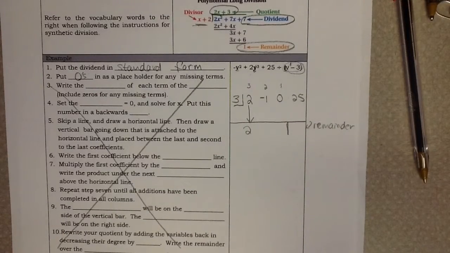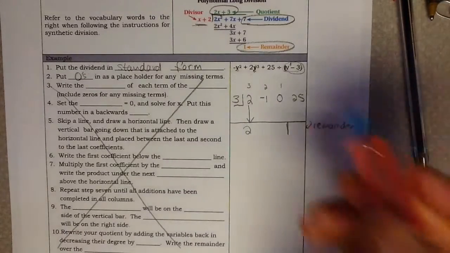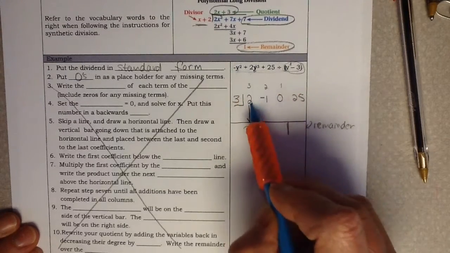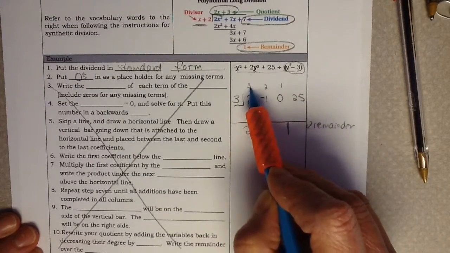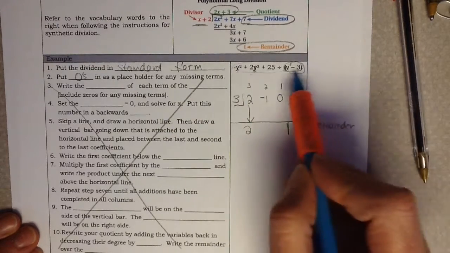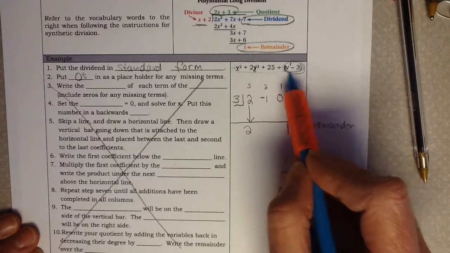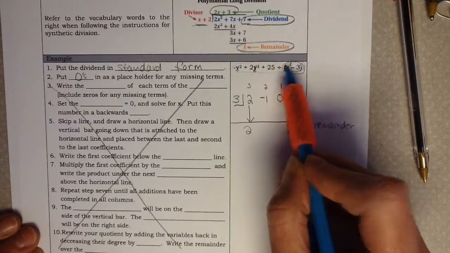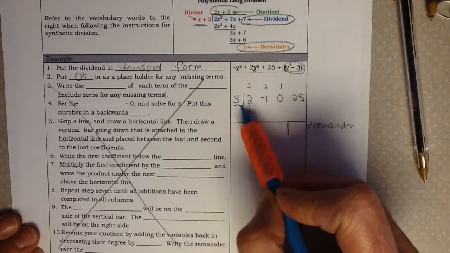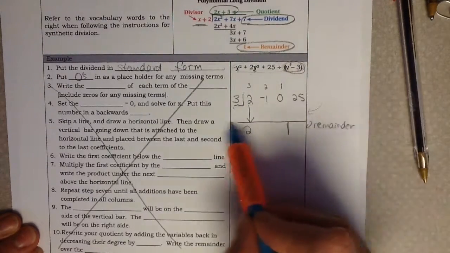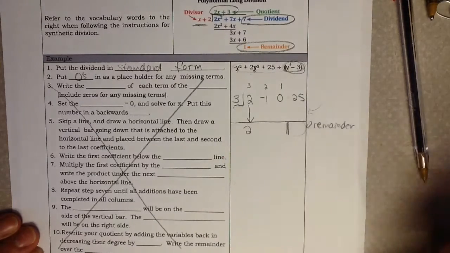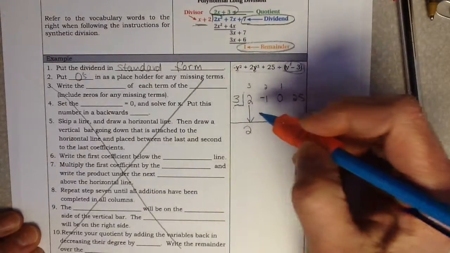Okay, so that's the setup before we start doing any division. We write the dividend in standard form, so exponents going down by 1. If they're missing a degree, we fill it in with a 0. Then we look at the divisor, what we're dividing by, and we take the opposite of this term right here. So that would be positive 3. We put it in that backwards L. We skip a line, draw a line, and put a spot here for the remainder. Remainder is going to be right in here. And then we drop this first 2.